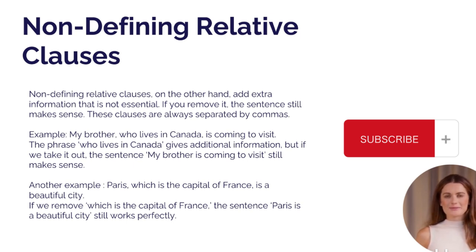The phrase, who lives in Canada, gives additional information, but if we take it out, the sentence, my brother is coming to visit, still makes sense. Another example: Paris, which is the capital of France, is a beautiful city. If we remove which is the capital of France, the sentence Paris is a beautiful city still works perfectly.